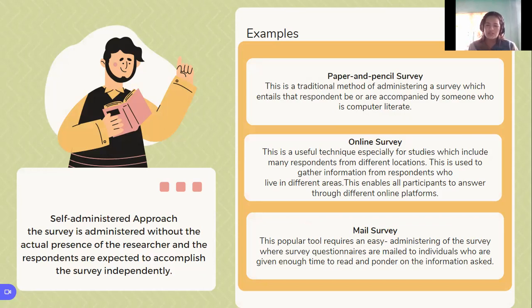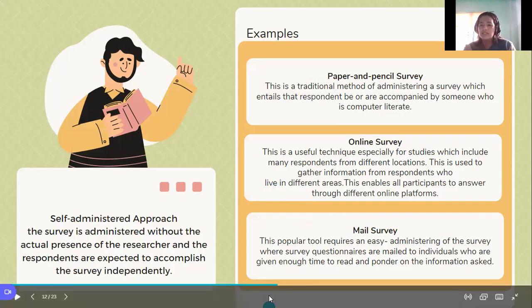The most used application for this one is Google Forms. So a link is given to the respondents, while the participants will just answer on their own time.